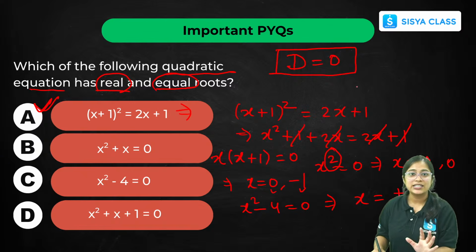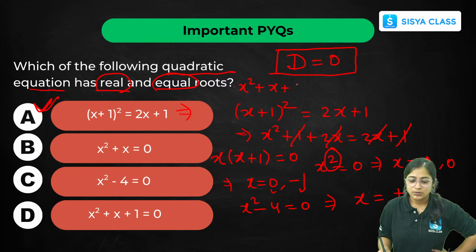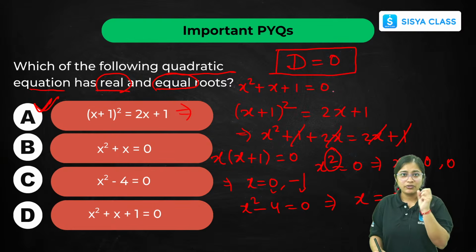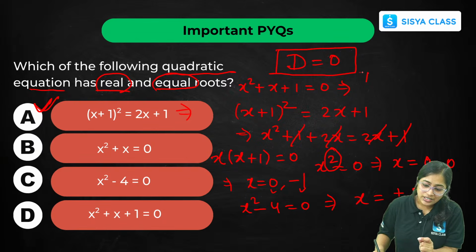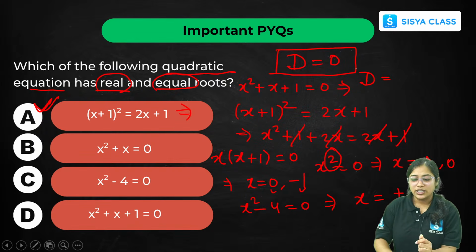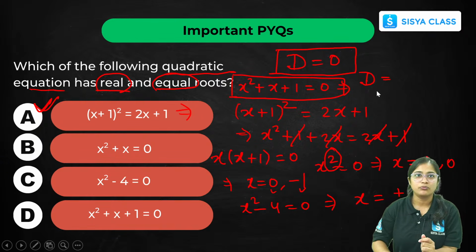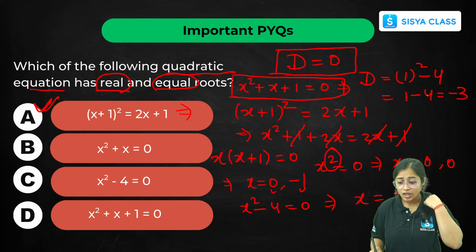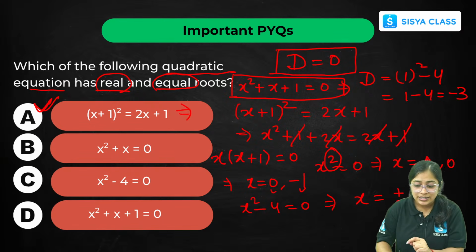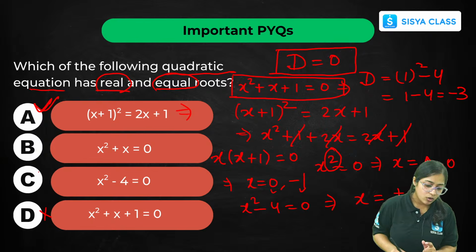And then we have x square plus x plus 1 equal to 0. If you are not able to simplify the equation, what do you do? Just see what the value of the discriminant is. It is b square minus 4ac. For this equation, what is the value of b? The value of b is 1, right? So it will be 1 square minus 4ac. So it is 1 minus 4, that is minus 3. Here the discriminant is less than 0. So that's why it has imaginary roots, right? So this is also not the correct option.